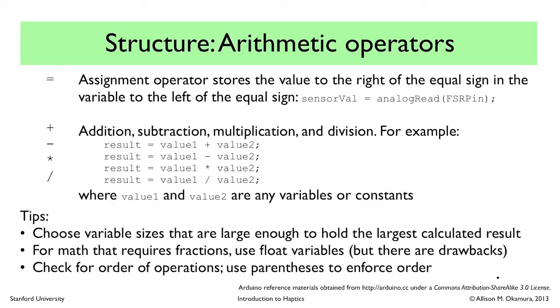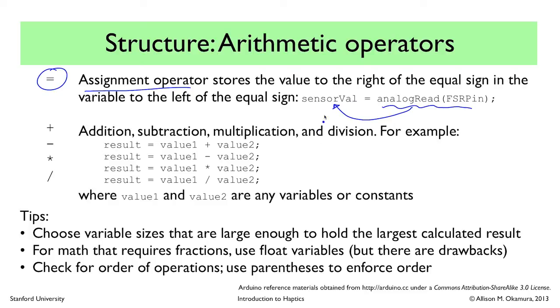All right, arithmetic operators are a next important part of the structure. One of the most obvious things is the assignment operator. So the assignment operator, which is just an equal sign, simply stores the value to the right of the equal sign in the variable to the left of the equal sign. So note that whatever is on the right of the equal sign will get stored in this variable here.